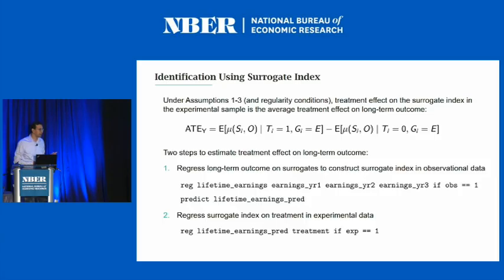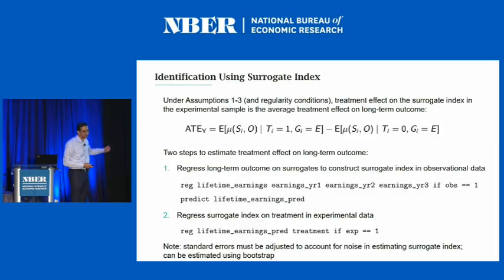Now, one thing I'll note, this simple cookbook procedure is going to give you a valid point estimate. It's not going to give you valid standard errors because it's not accounting for the fact that you estimated the surrogate index in the first step. So that second step regression is not going to spit out the right standard errors. That's easy to take account of using a bootstrap. Okay, so let's see how this works in practice and how a practitioner might actually use this method.